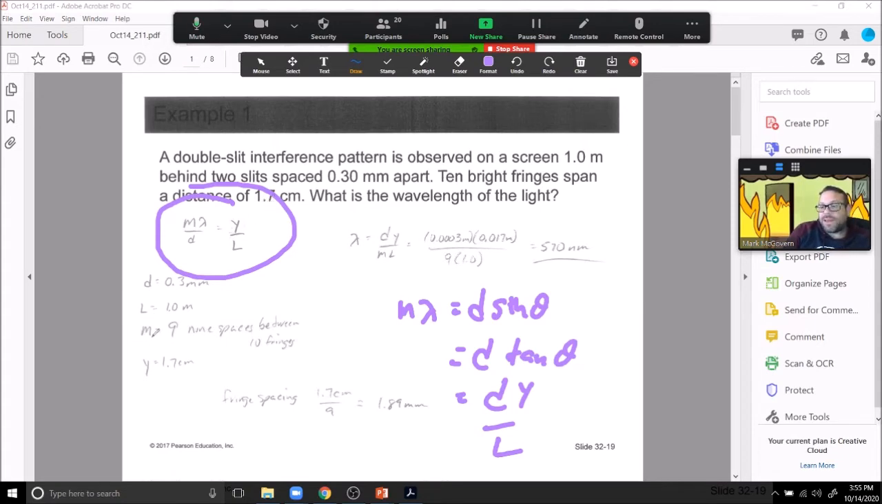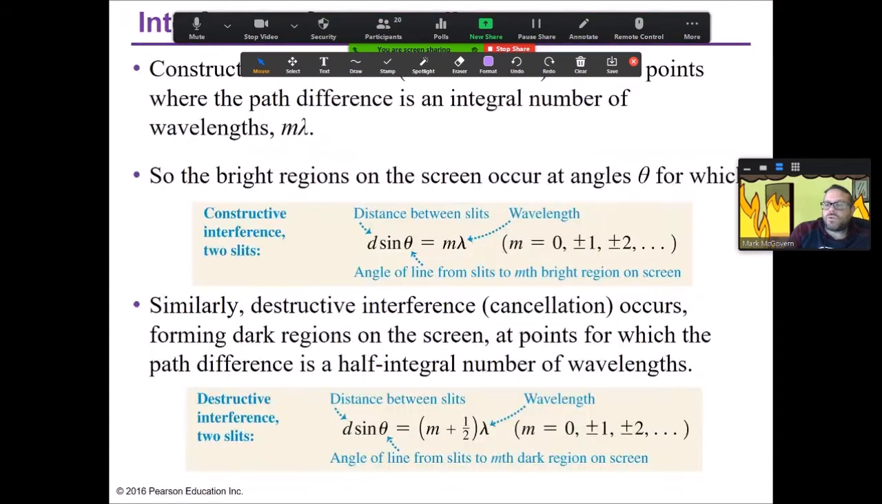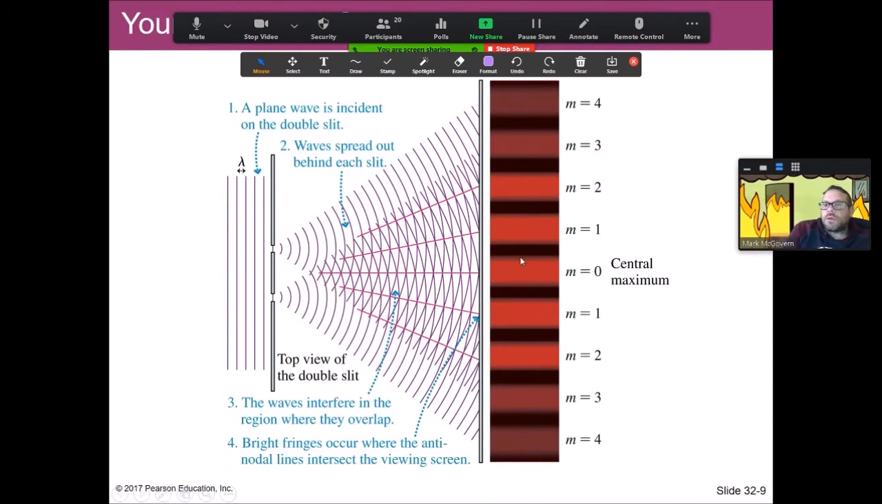What is the value of m? It's not 10. It's not 10. If you have 10 fringes, because what does this mean? Let me show you this picture here. Look at this. Say I have 3 fringes. I'm going to go from 0 up to 2. I have 3 fringes: m equals 0, m equals 1, m equals 2. That's 3 fringes, but it's m equals 2, because you should think about these m's in a way as spacing, right?